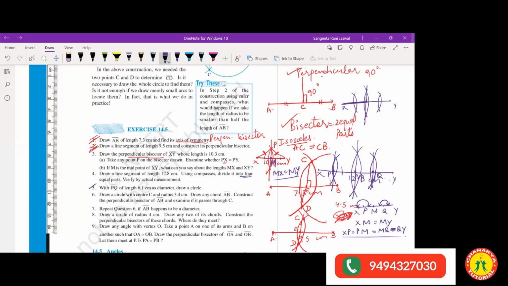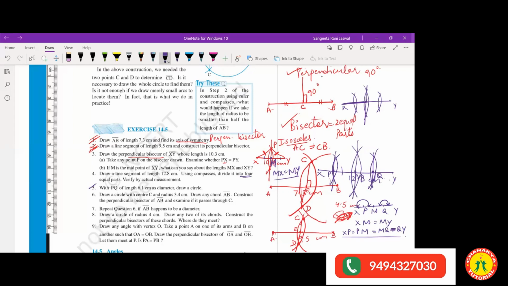Okay. Ritesh, read question number 6. Teacher, draw a circle with center C and radius 3.4 centimeter. Draw any chord AB. Construct the perpendicular bisector of AB and examine if it passes through C.